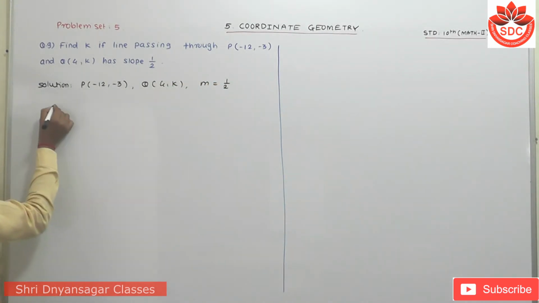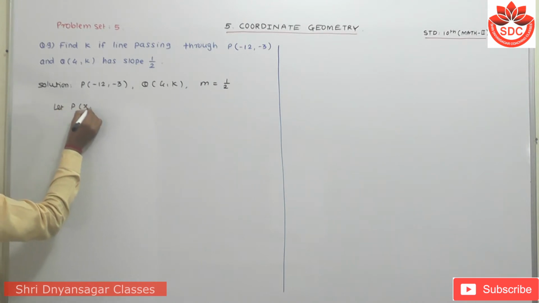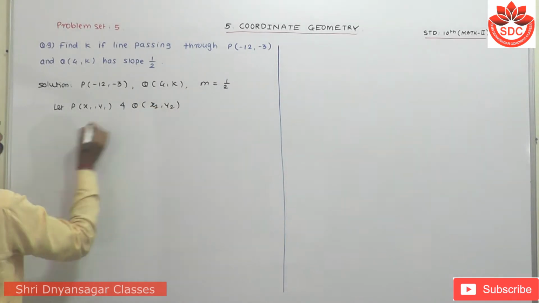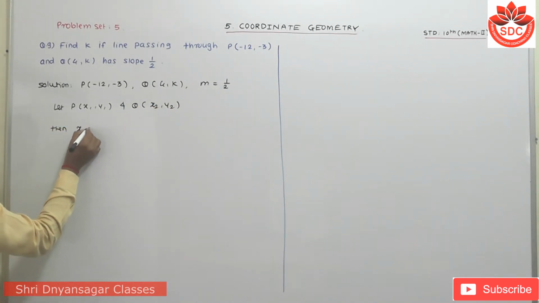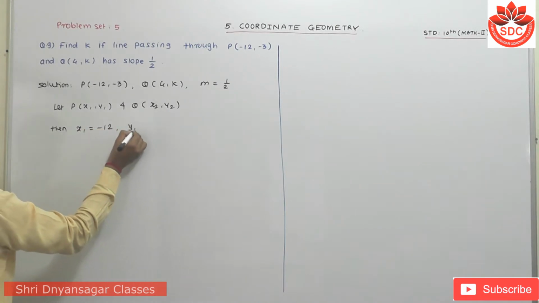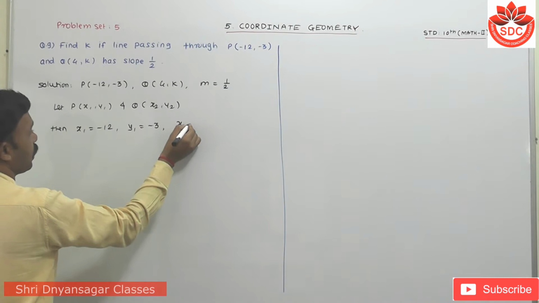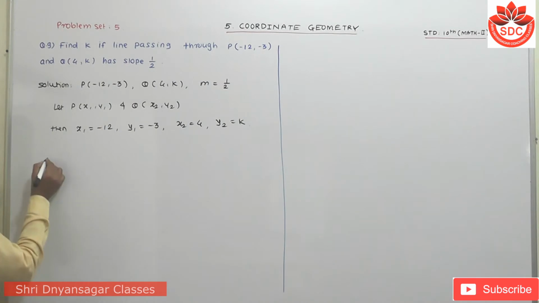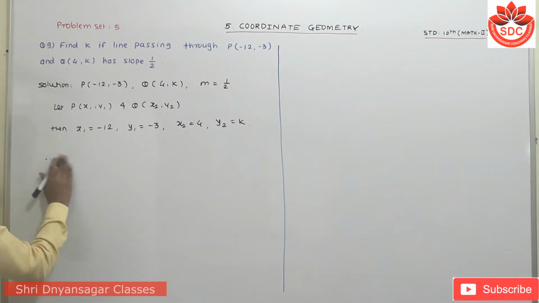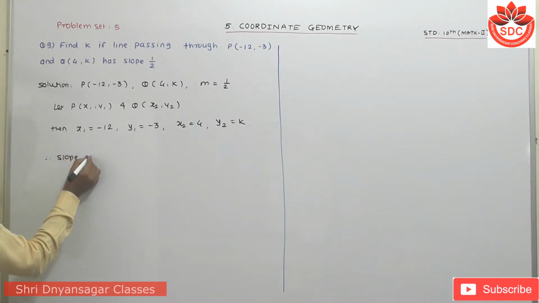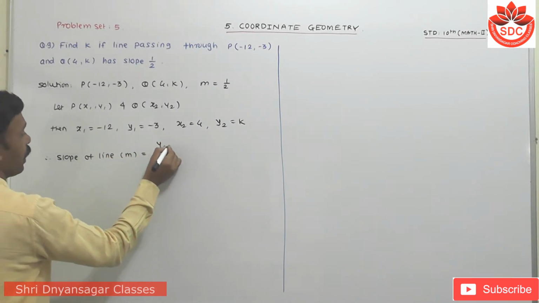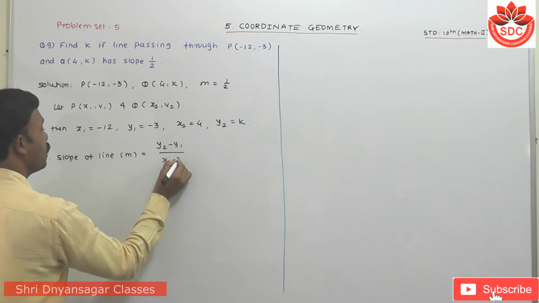Let the coordinates of P be (x1, y1) and Q be (x2, y2). Then x1 is equal to -12, y1 is equal to -3, x2 is equal to 4 and y2 is equal to k. Therefore, we know the formula: slope of a line, denoted by m, is equal to (y2 minus y1) upon (x2 minus x1).